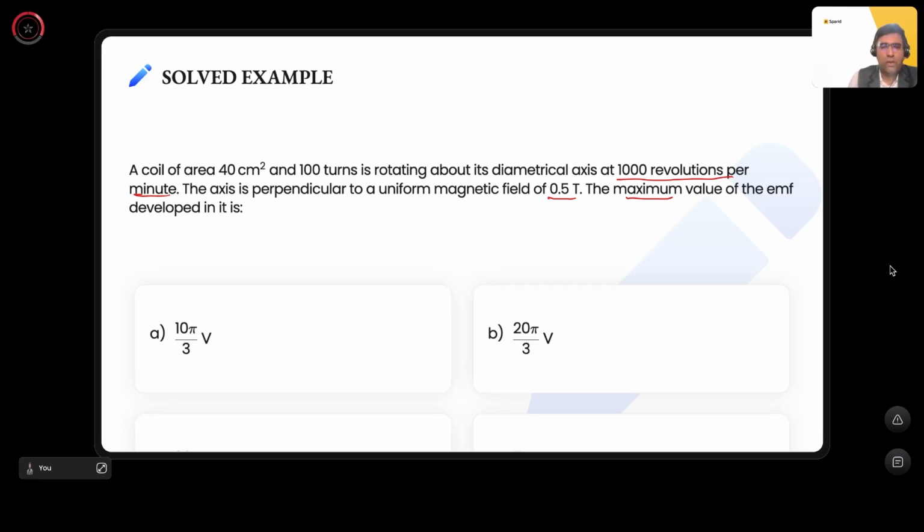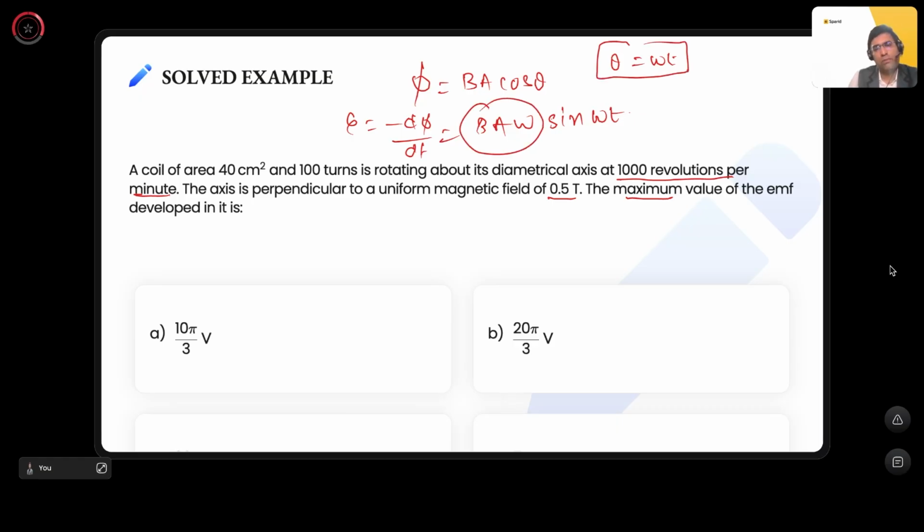Whenever things are rotating, we use phi equal to BA cos theta. And the EMF induced is minus of d phi by dt. So it becomes BA omega sine of omega t, where theta is equal to omega t. So the maximum value is BA omega. This is the E max, whenever anything is rotating. So E max will become BA omega, and we just have to put in the values.